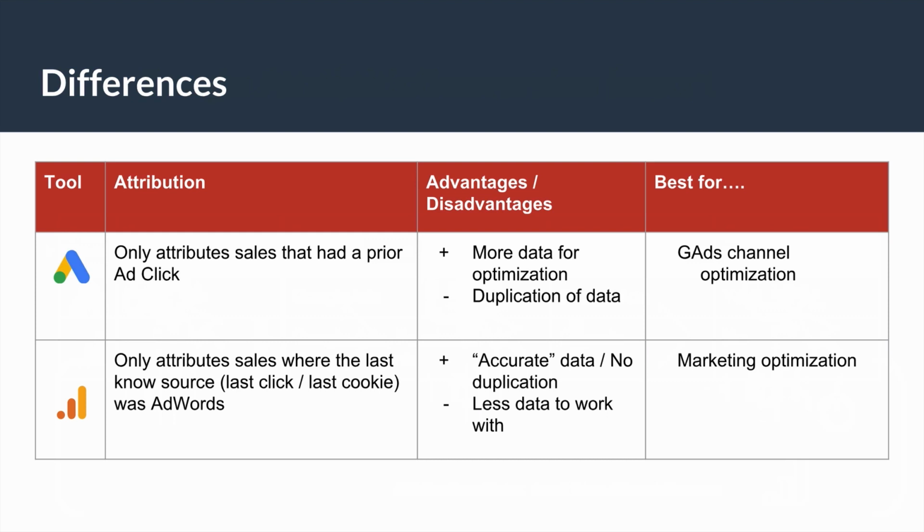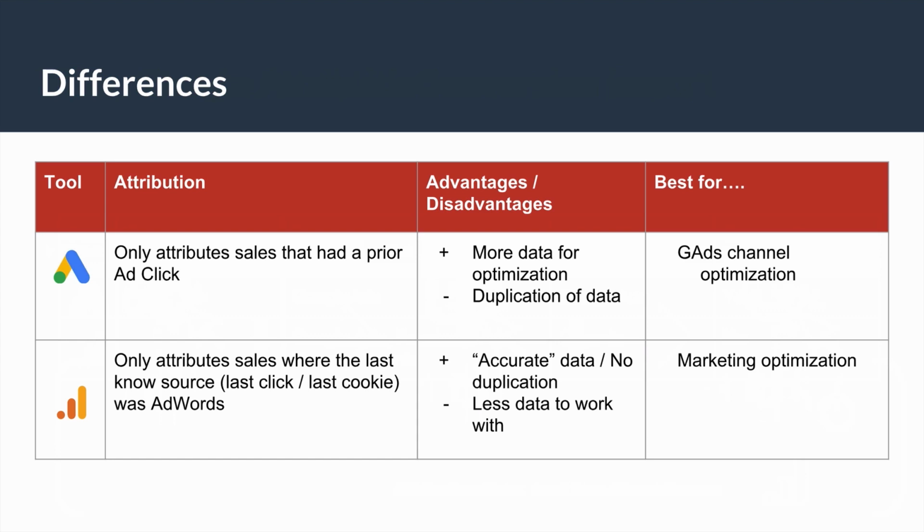Now, the advantage of Google Ads conversion tracking is definitely that there is more data available. As you have seen in our example, Google Ads only cares about the prior ad click. Therefore, it would potentially gather more data than using Google Analytics, and therefore you would have more data available for optimization. The disadvantage here is that it might duplicate data.